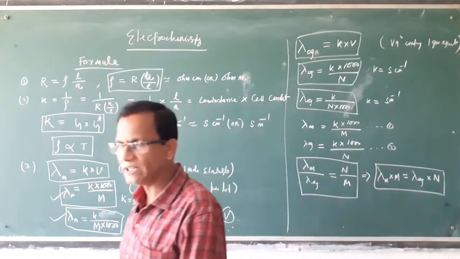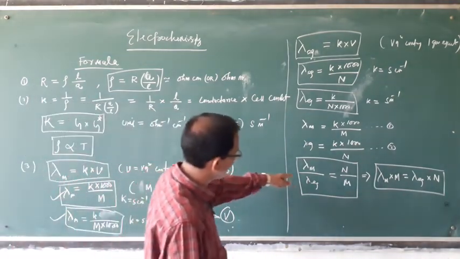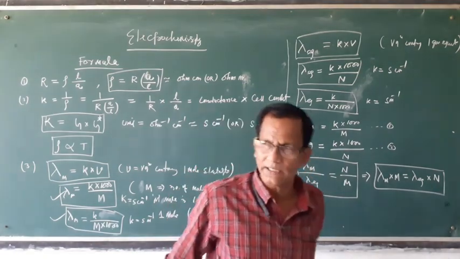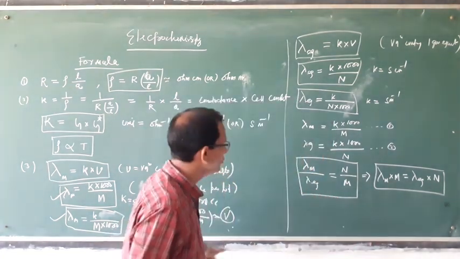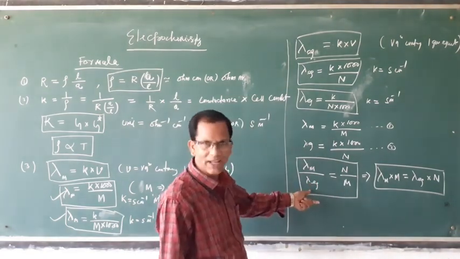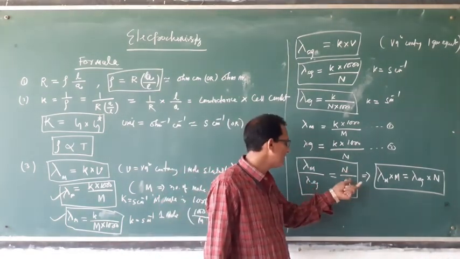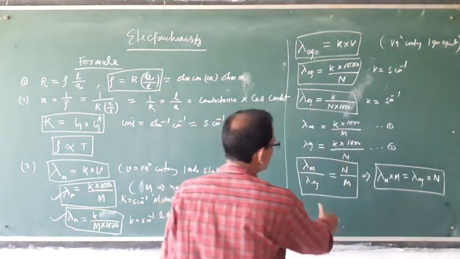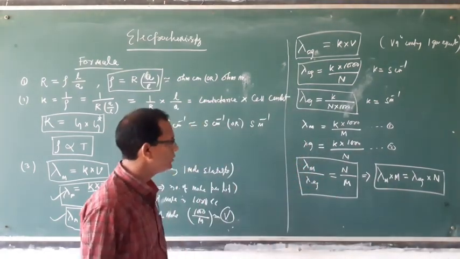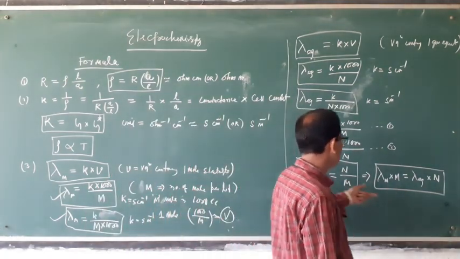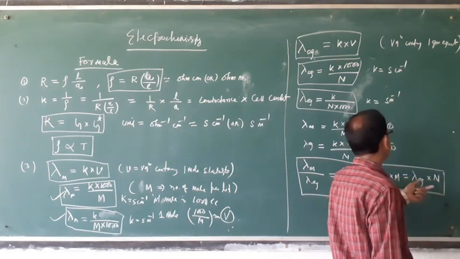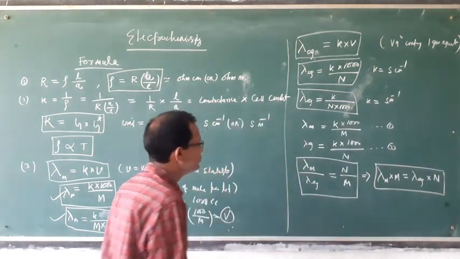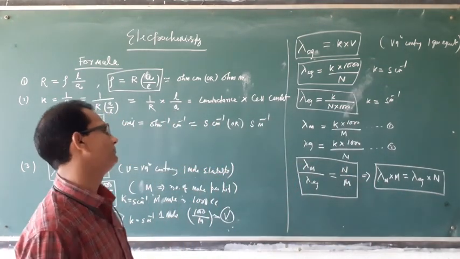When you are calculating any problem, if molar conductance is known for the particular electrolyte, if lambda m is known, you can calculate lambda equivalent because the normality and molarity of the solution will be given. If they are given, then you can do it like this. So the relation is lambda m into M is equal to lambda equivalent into N. Or you can use this formula that we know.